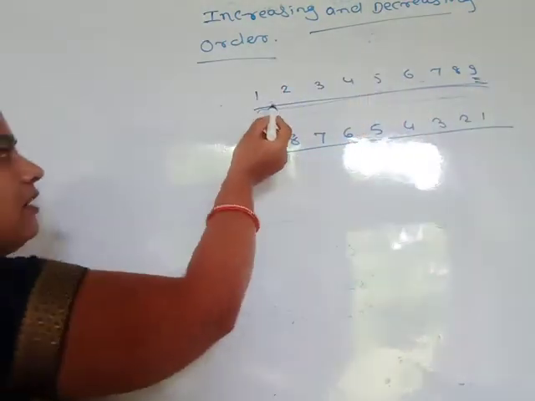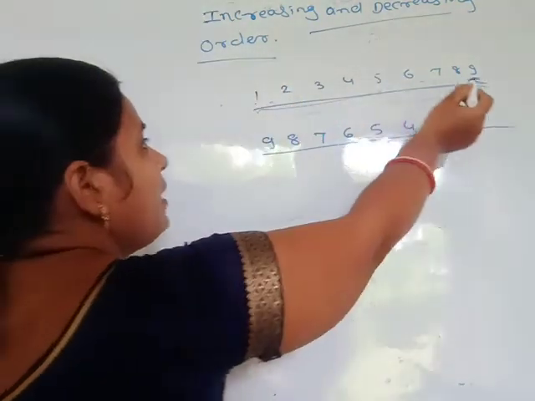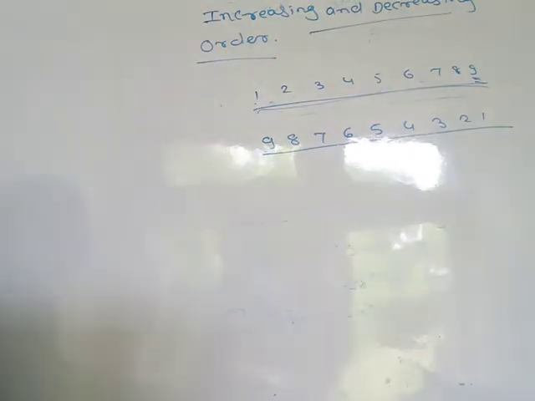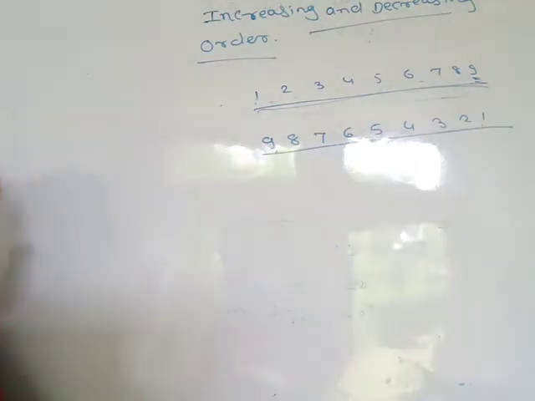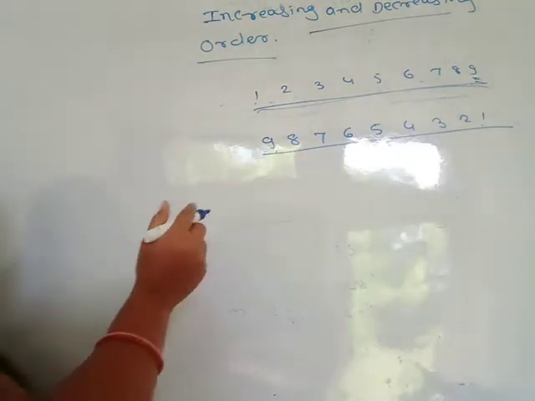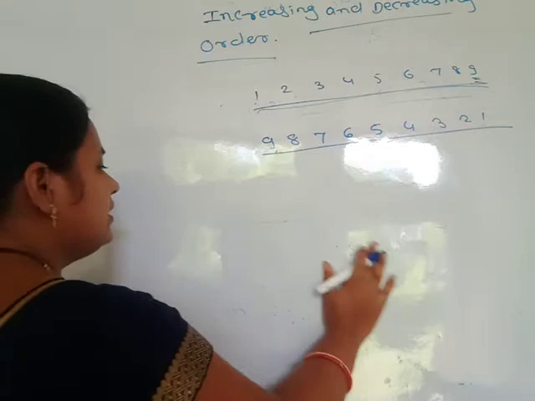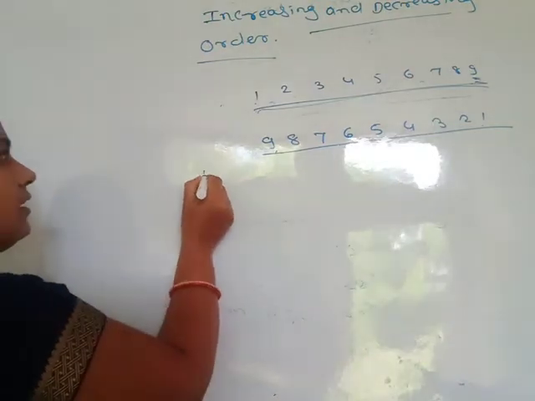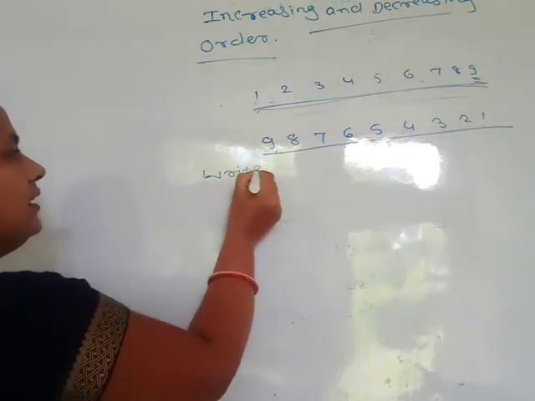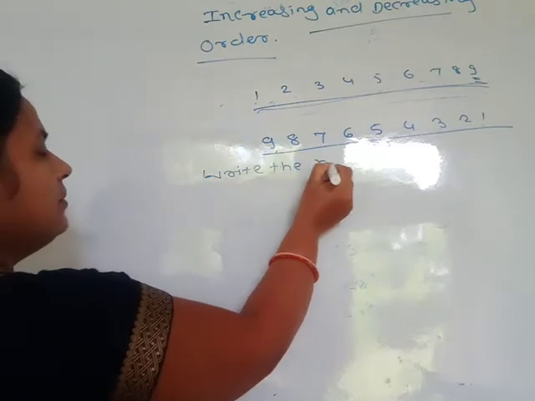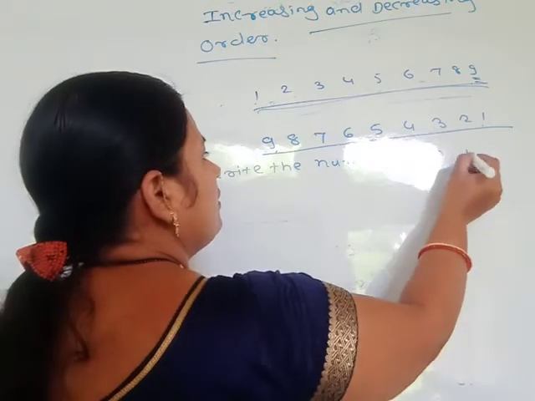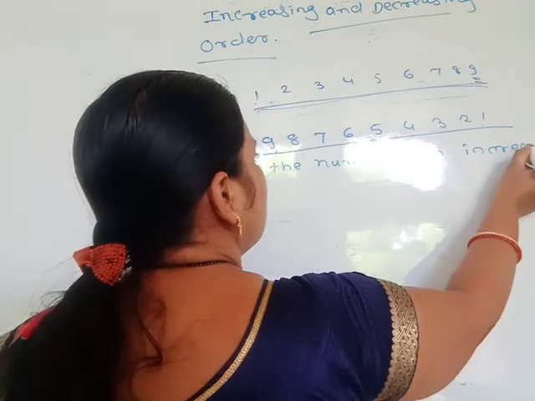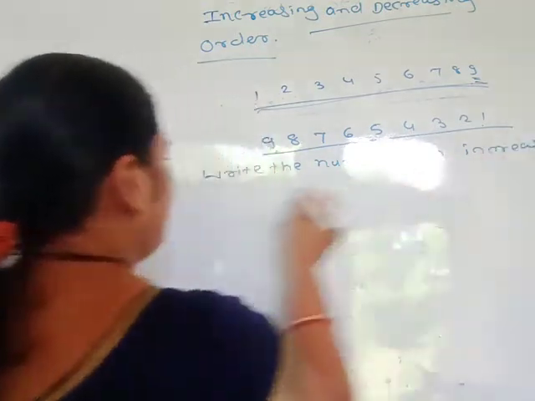Increasing order means the numbers go from smallest to biggest, and in decreasing order the numbers go from biggest to smallest. Then examples: write the numbers in increasing and decreasing order.